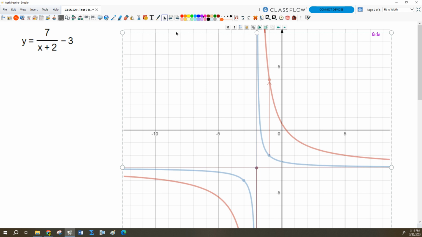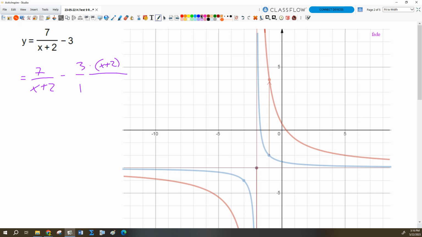You always have the option too, I'll just point this out. I wouldn't do this, but you have the option of turning this into a rational function. We could write this as 7 over x plus 2 minus 3 over 1. And I could multiply the second fraction by the quantity x plus 2 divided by x plus 2.